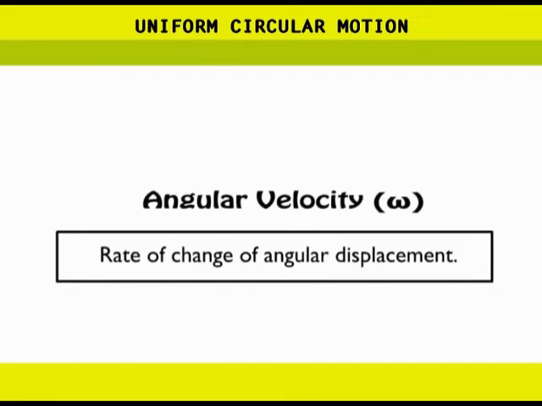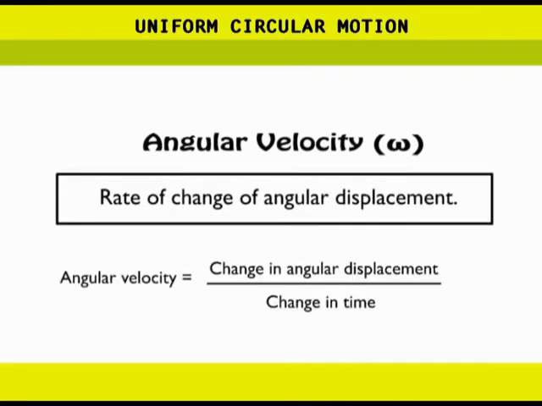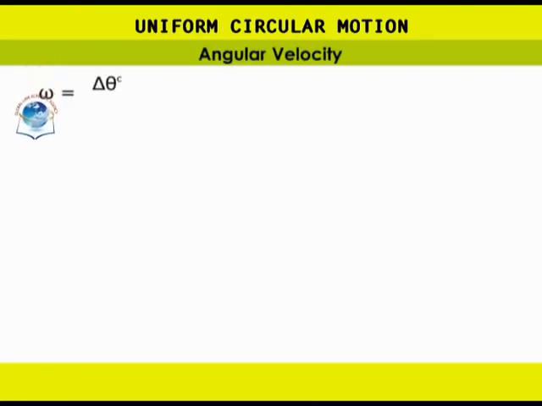Next, angular velocity. Angular velocity is simply the rate of change of angular displacement with time. It is represented by the Greek letter omega. Angular velocity is equal to change in angular displacement over change in time. Omega is equal to delta theta over delta t. The units for angular velocity is radians per second.